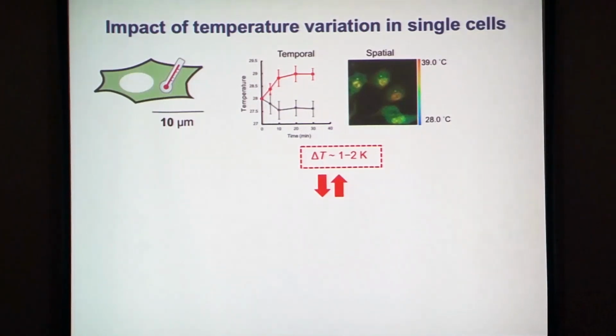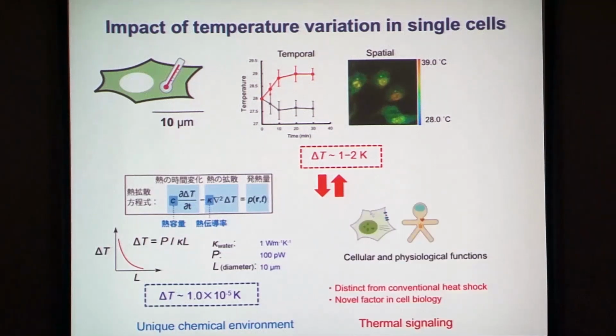So yes, so far I hope I have convinced you about the methodology to image the temperature by the combination of FPT and FLIM. So what is the impact of temperature variation in single cells? The temperature change observed in cells is 1 to 2 Kelvin in a single cell, which is highly unique compared to water.